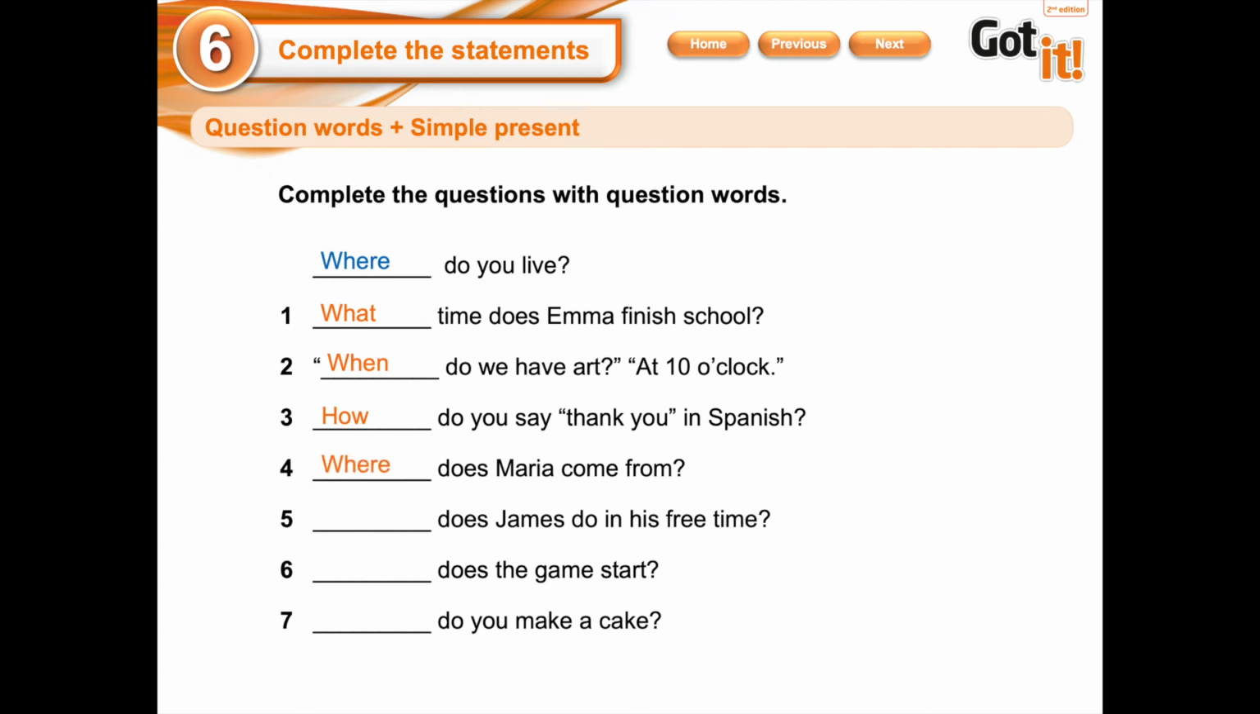Number five. Blank does Jane do in his free time? What? Perfect. Number six. Blank does the game start? It's referring to time. You have to pay attention to that. When does the game start? Perfect. And finally, number seven, blank do you make a cake? How do you make a cake? Okay, very good. Let's go with the second exercise.